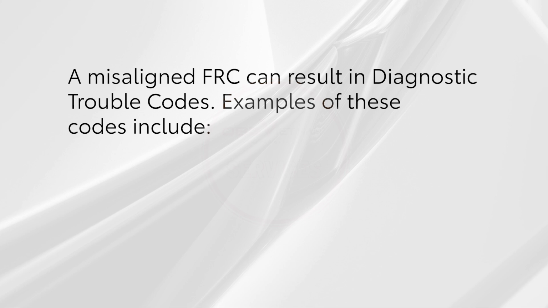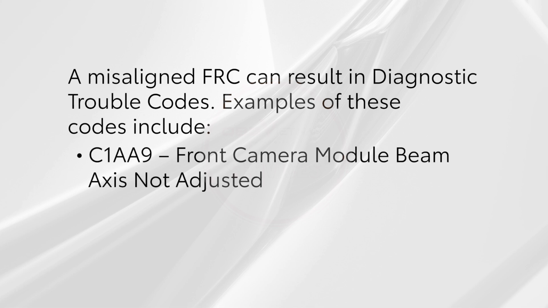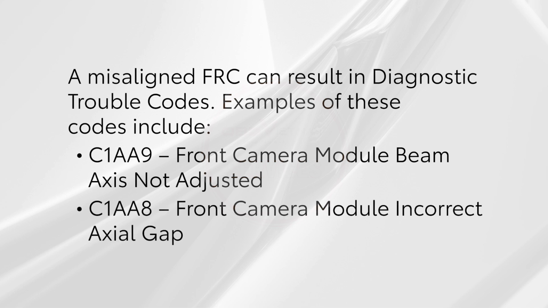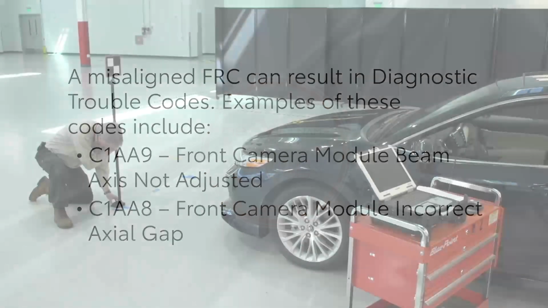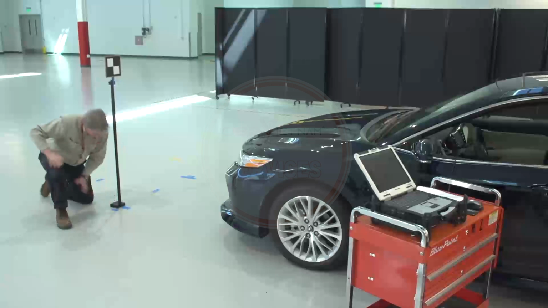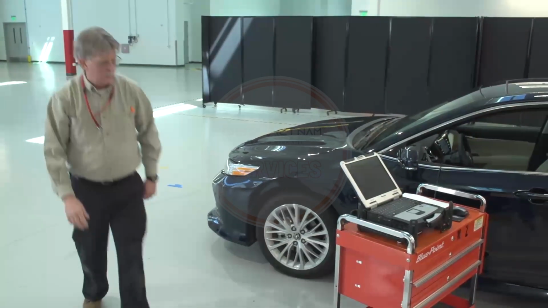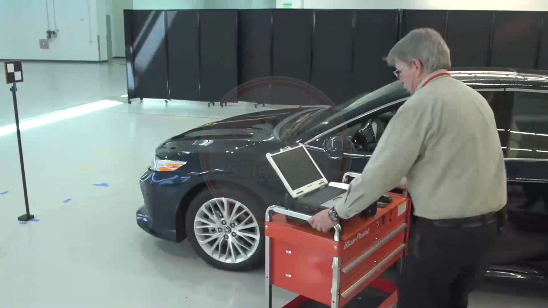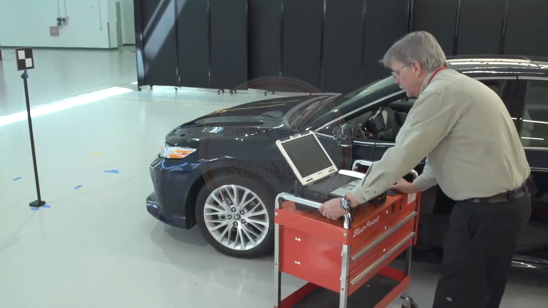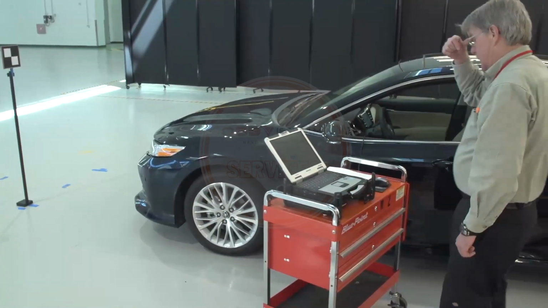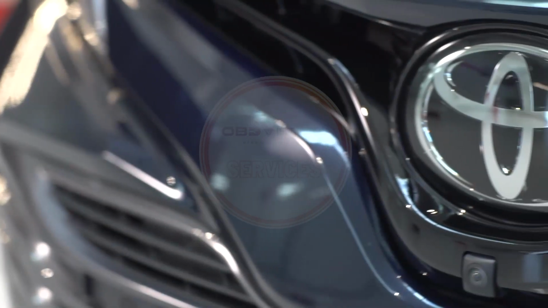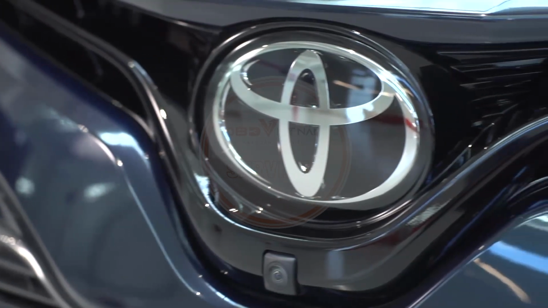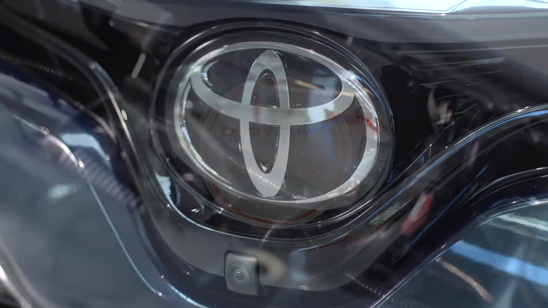Examples of these codes include C1AA9, front camera module beam axis not adjusted, C1AA8, front camera module incorrect axial gap. Always use a genuine Toyota part when replacing the windshield. The position of the camera mounting bracket, the black ceramic border, and the transmissivity of the glass are critical for proper FRC performance.